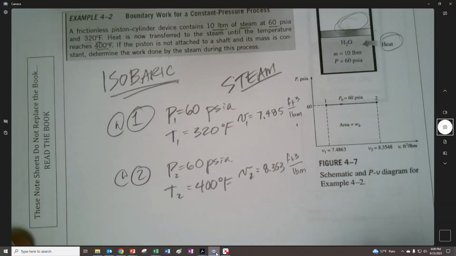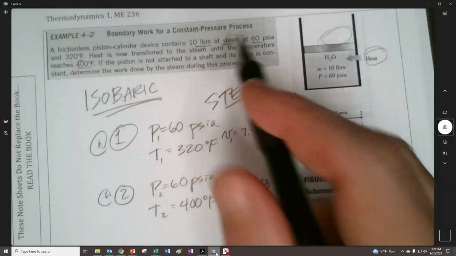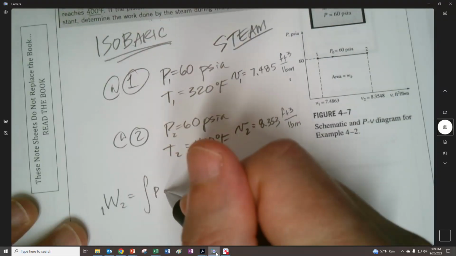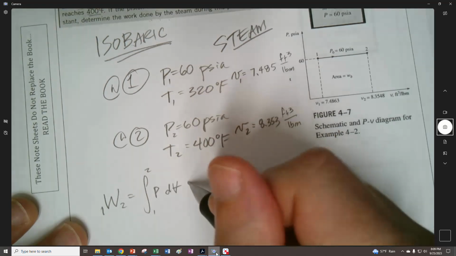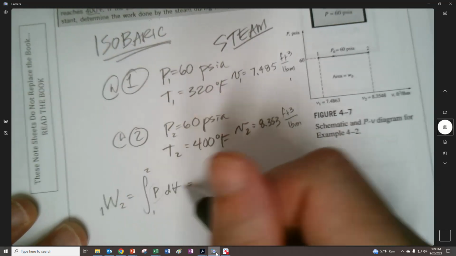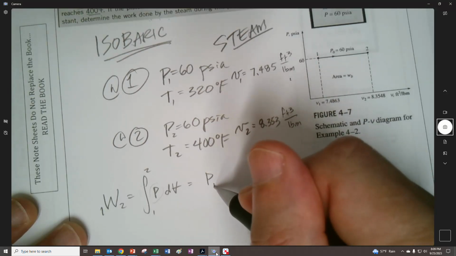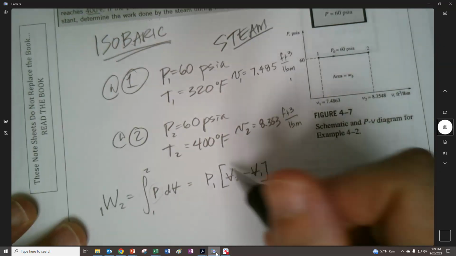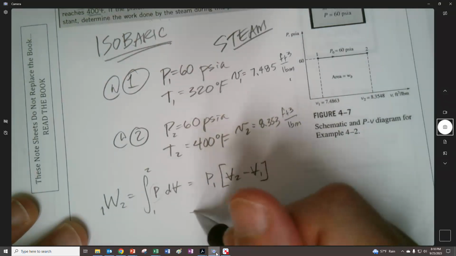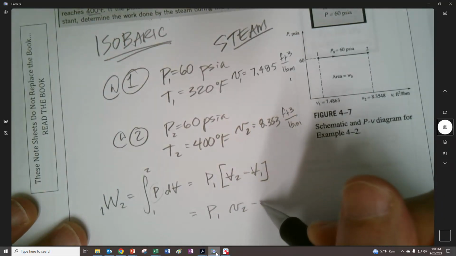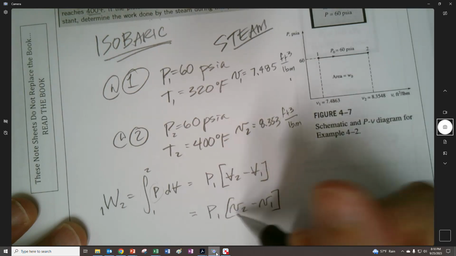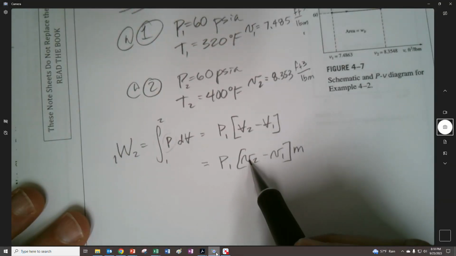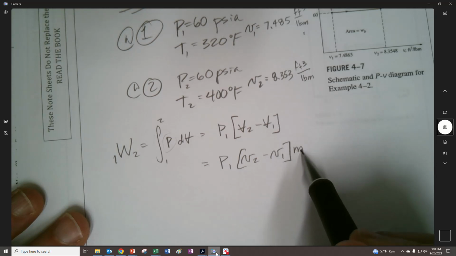So we look those up, and we're in a constant pressure process. So the work between states 1 and 2 is going to be equal to the integral of P dV from 1 to 2. But the pressure is constant, so that can go to the outside. And so what we end up having is P2 times V2 minus V1. But we don't have V, we have specific volume. So what we can actually write is P times v2 minus v1 times mass. And they told us it was 10 pounds mass. So these are cubic feet per pound mass, and then we multiply by the pound mass.